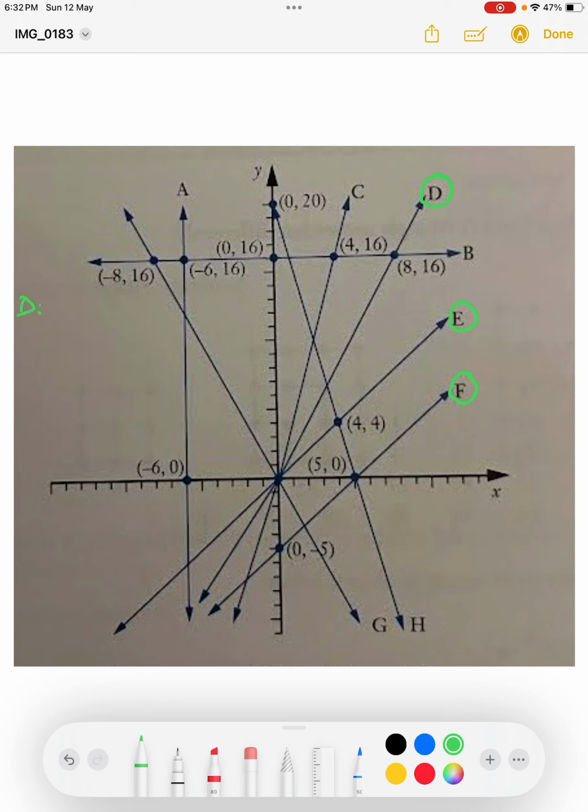For this line we need a gradient and a point. So let's do the gradient. The gradient goes from the origin and then it goes through this point up here at (8, 16). So what we can do is get delta y over delta x. How far does it go up and how far does it go across, the rise over run?